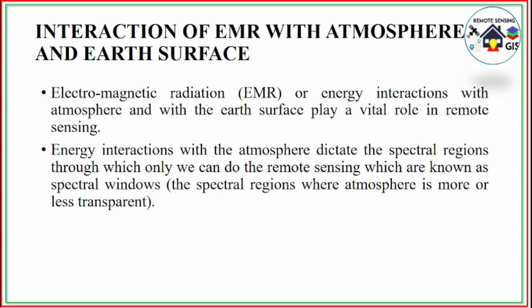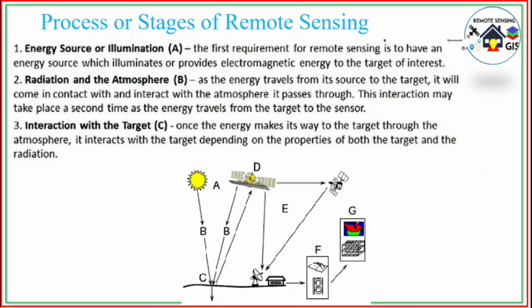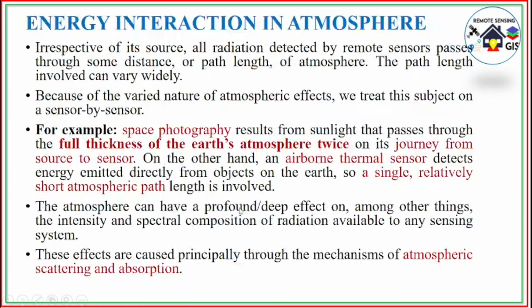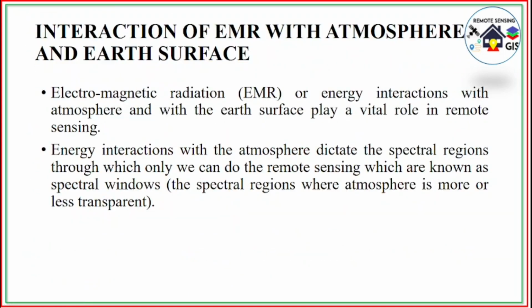Because in remote sensing, if you remember this picture, which energy do we use? We use reflected energy. That means the energy coming from the sun in the form of electromagnetic radiation first interacts with the atmosphere, then goes to the earth surface, then again interacts with the atmosphere, and this reflected energy is recorded by the sensor. That is why this energy which interacts with the atmosphere twice is very important, and it plays a vital role in remote sensing.